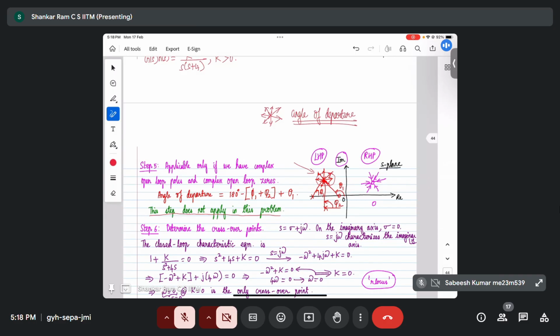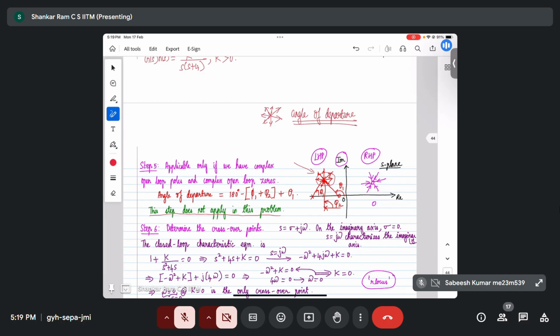When we had an open loop pole on the real axis which is not repeating, we already observed that it can go either to the right or to the left. That means the angle of departure was only 0 degrees or 180 degrees. But if we have a complex open loop pole, it can go in any direction, right? That is the purpose of this step: to calculate the angle of departure for a complex open loop pole. How do we do that?